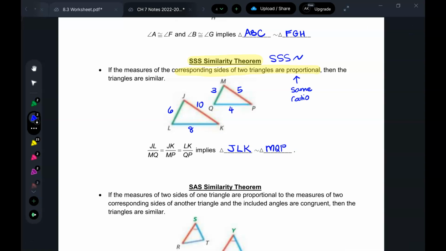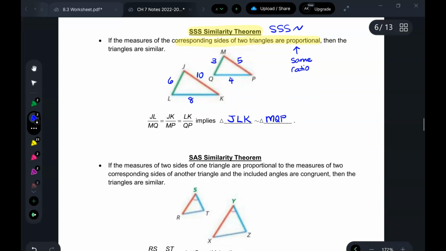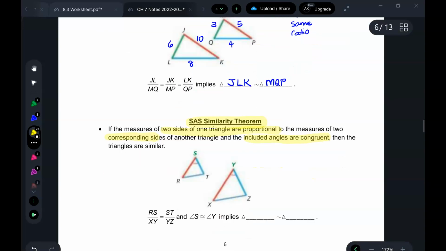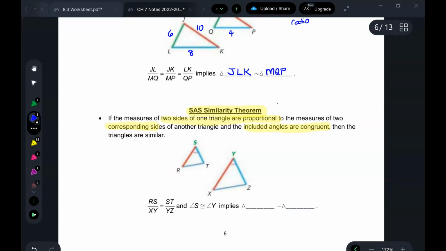Okay, the last one is side angle side similarity. So two sides have to be proportional, and the included angles must be congruent. So this one, we'd say side angle side, squiggly for similarity.